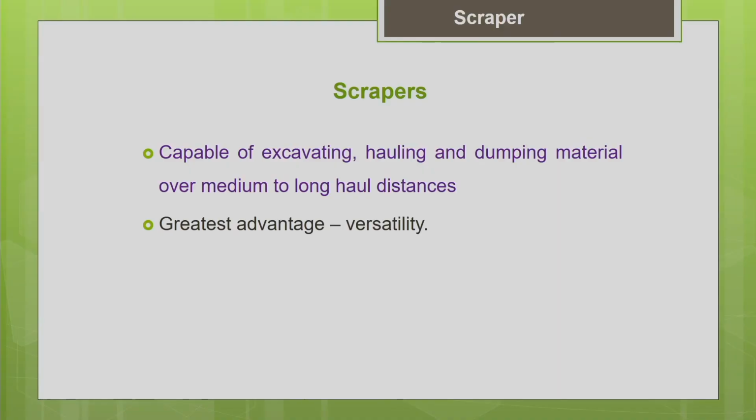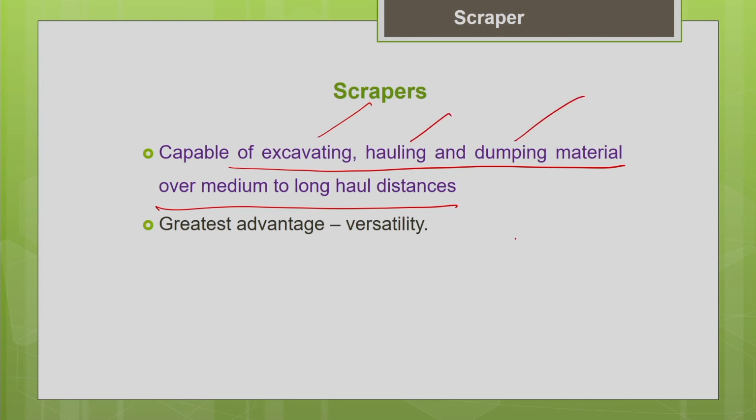Say for example, a dam project or a road project where the haul distance requirement is more, your scraper will perform well. Okay. So, that will be the right application for the scraper. So, the scraper is capable of excavating, hauling and dumping material over medium to long haul distances. Okay. So, it can excavate, haul as well as dump. Okay. So, it can dump and spread the material in continuous operation. Okay, that is one advantage.